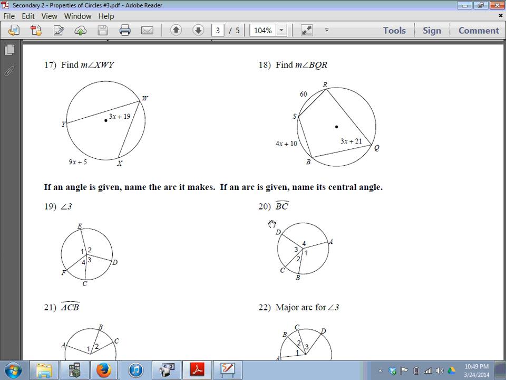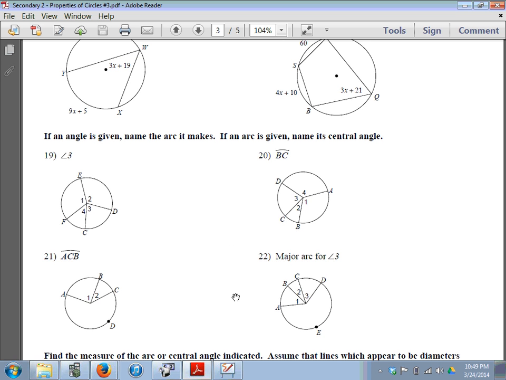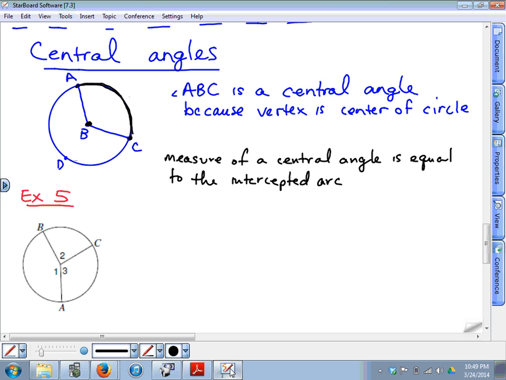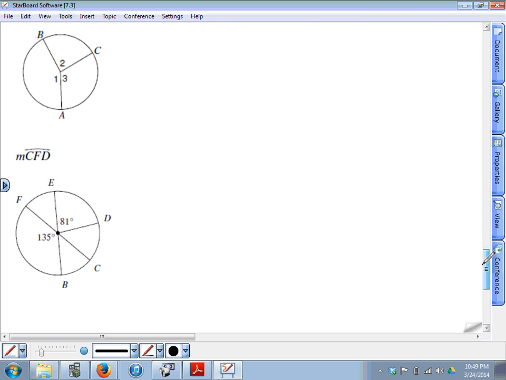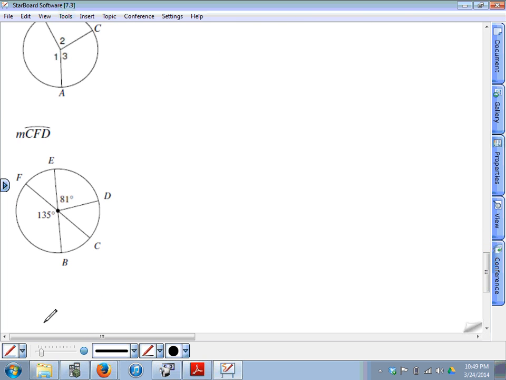Or on number 20, they want you to look at arc BC. So if you look at arc BC, what's the central angle forming that arc? And obviously it's angle 2. So I don't want to skip over that necessarily, but it's a pretty easy section. So that's what that is talking about. Just for sake of time, let's maybe move on here to this example.